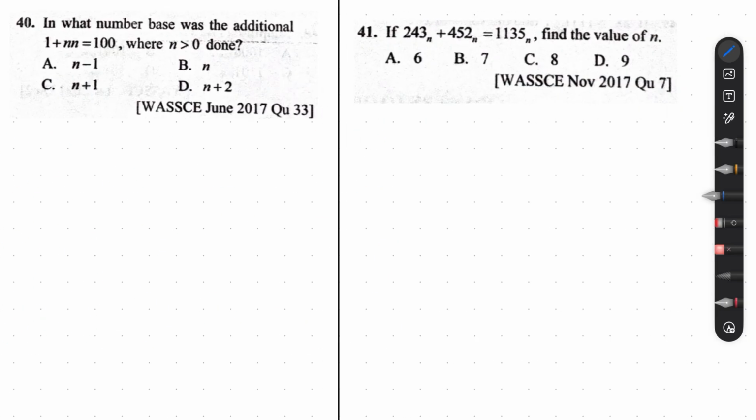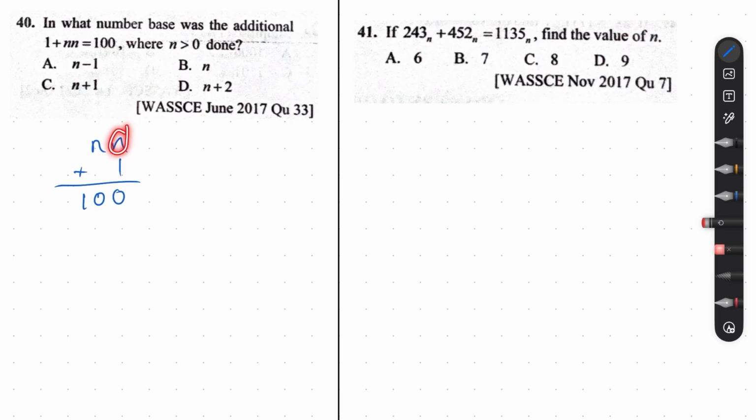It says, in what number base was the addition 1 plus nn equals 100, where n is greater than 0, done? So we want to find the base in which this addition was done in order to get 100. So what that means is we are going to add n plus 1, and that will give us 100. Okay, cool. So now let's take it one by one.